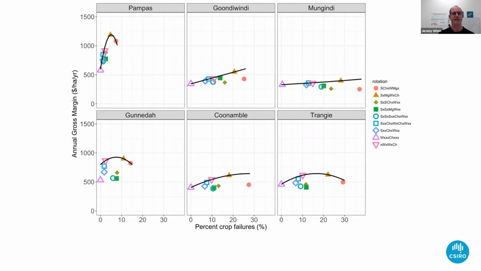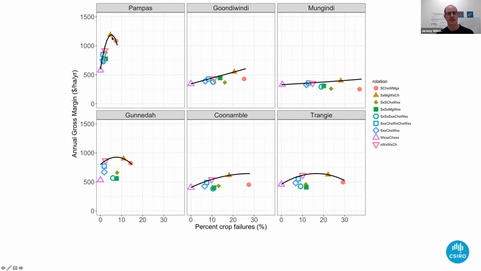This is a graph that looks at trade-offs. Down the bottom here, we have the number of times you have a failed crop. And I've declared a failed crop as one that doesn't make you any money. So if it has a negative gross margin, in my view, it's a failure. So you can see Pampas, a really strong environment, a bit like Gunnedah.